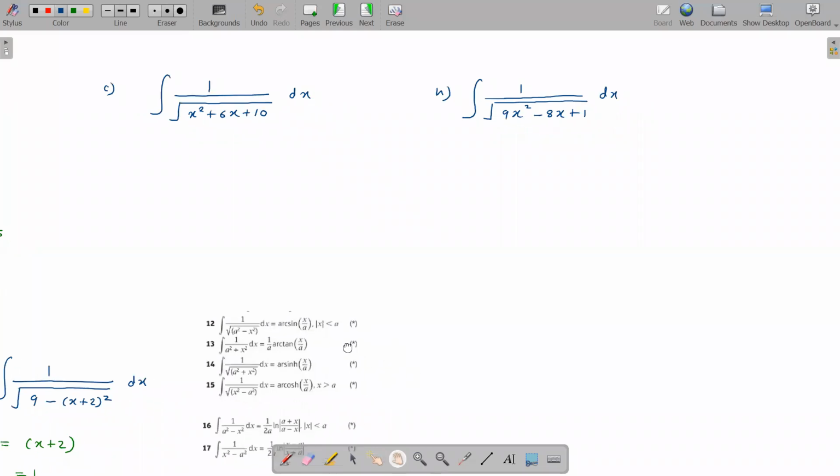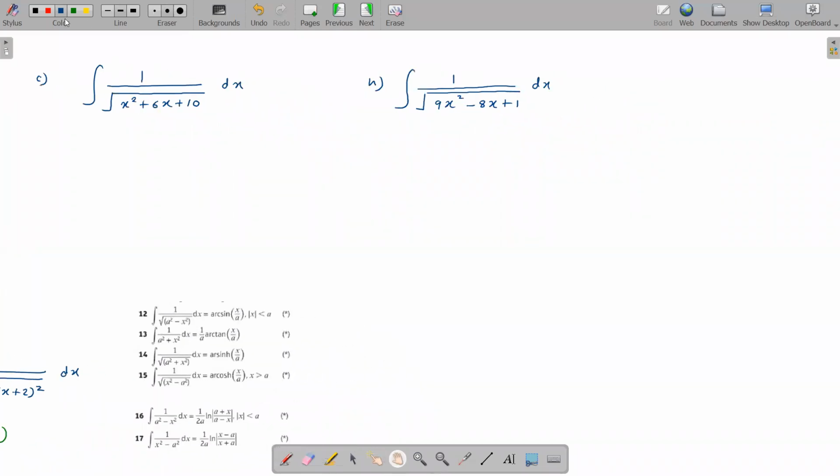Okay, so let's move on to part C. 1 over root x square plus 6x plus 10. So again, the same story. We will complete the square for x square plus 6x plus 10. When I complete the square, this one there's no problem. I don't need to take anyone out, so I can directly complete the square. X plus half the value of 6, which is 3, square, minus the square of 3, which is 9. This is completing the square for x square plus 6x. And there's a plus 10. So basically I get (x plus 3) square plus 1, right? Do you agree with me?